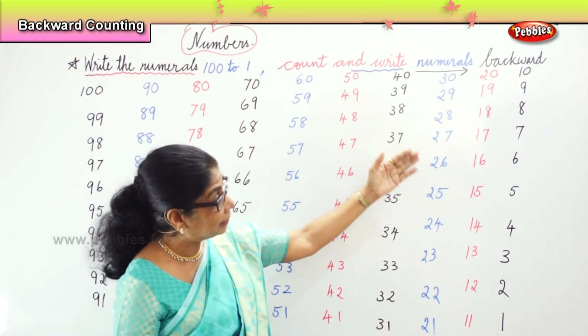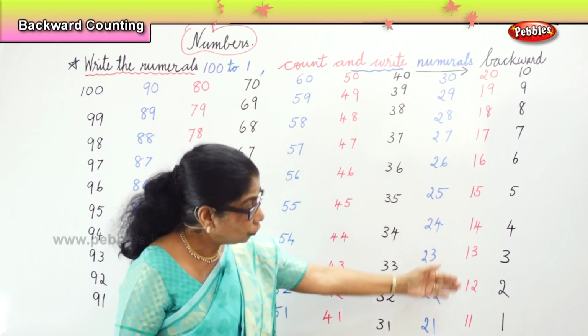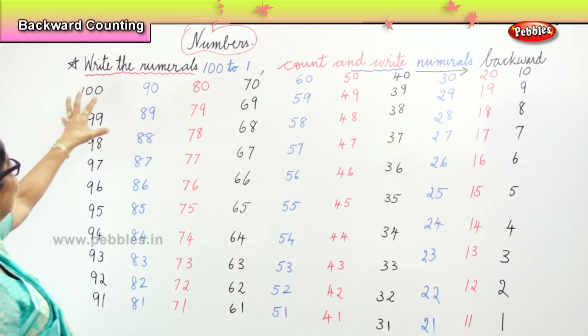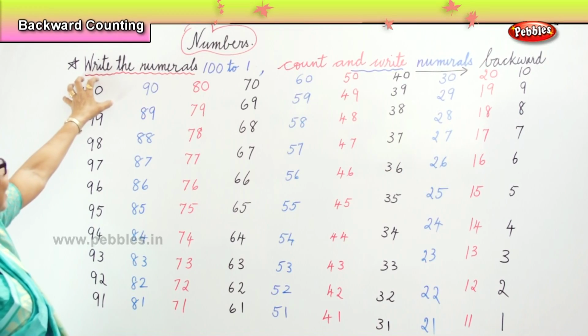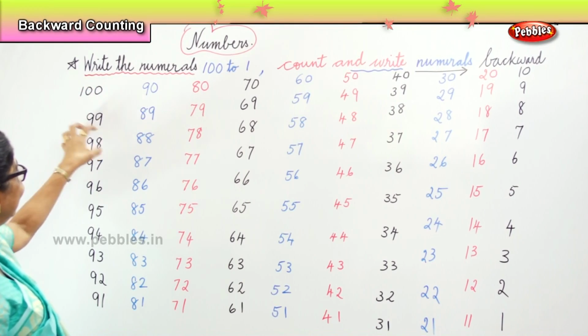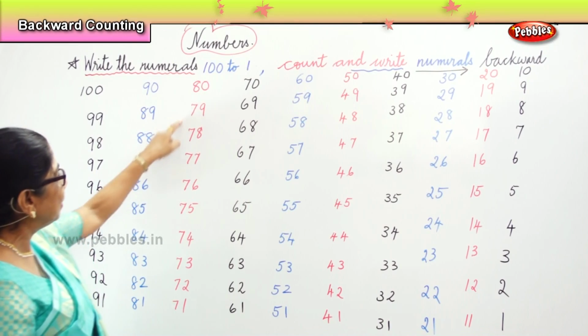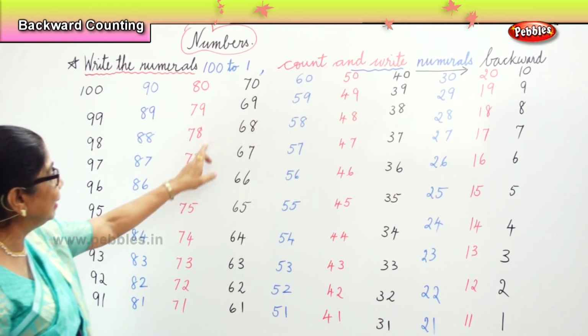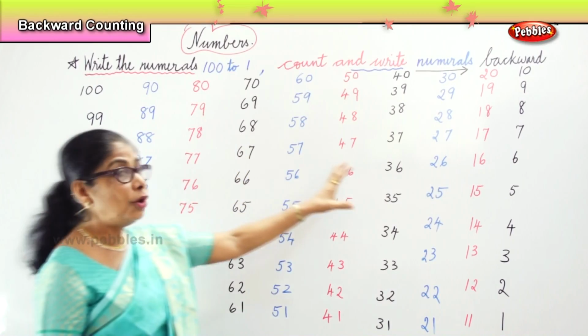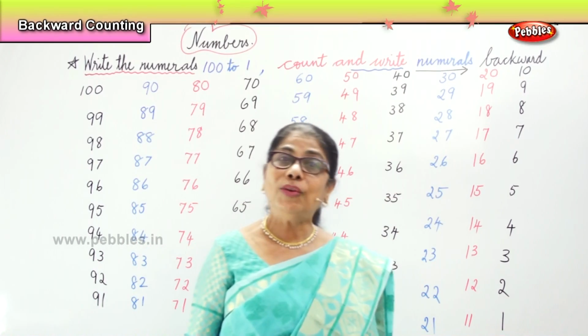10, 9, 8, 7, 6, 5, 4, 3, 2, 1. Similarly, look here. 10. There is 10, 100, 99, 98, always one less. Look at the pattern. The number is same, but 9, 8, 7, 6. You are following a regular pattern.